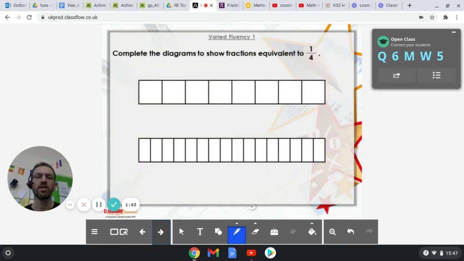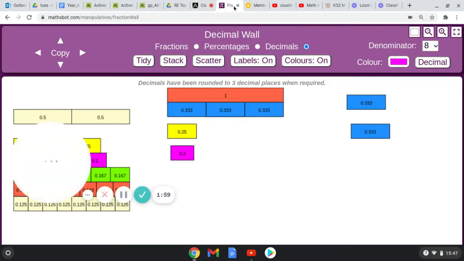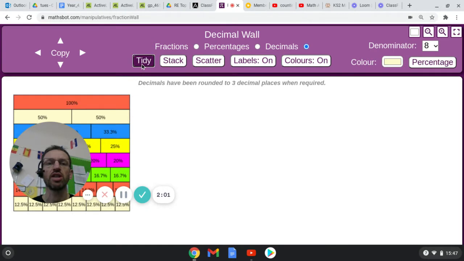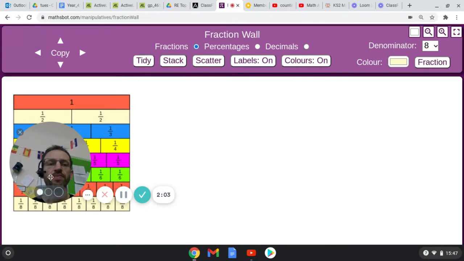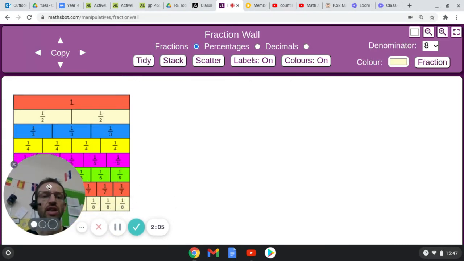Okay, complete the diagrams to show fractions equivalent to 1/4. Equivalent to a quarter. Now we've done a lot of work on fractions which are equivalent. It means they are the same. If you can't remember, you might need to pop back to your fraction wall, and you can use that to find fractions which are equivalent to the fractions shown.